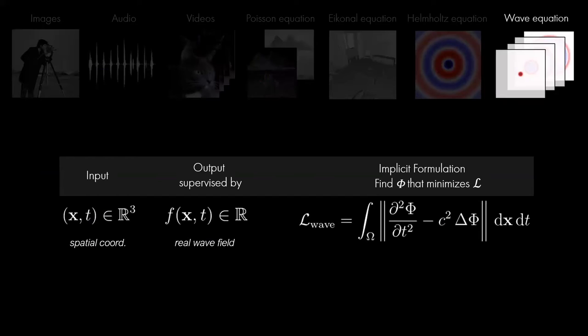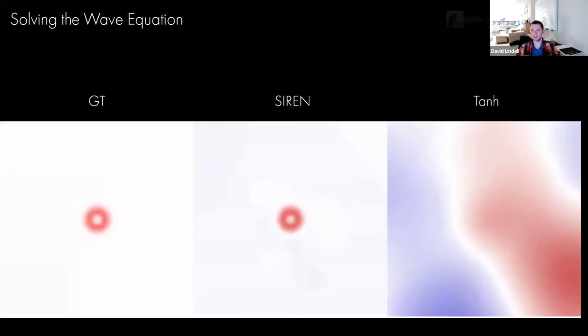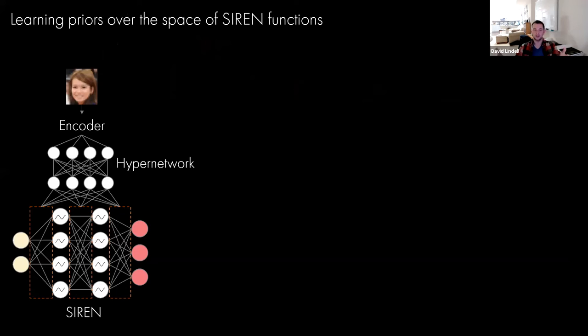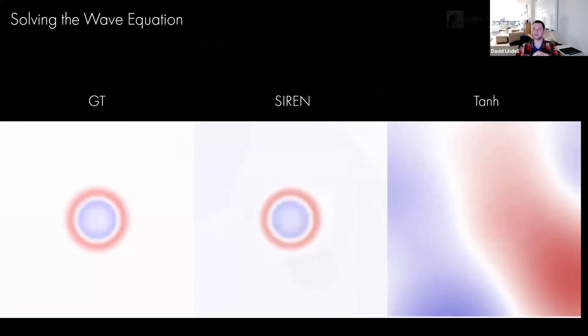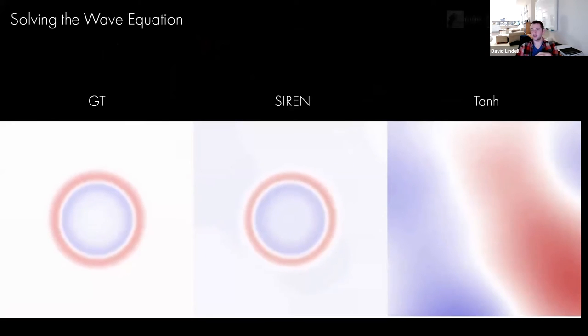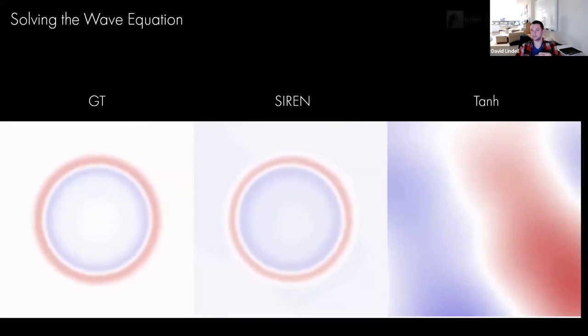And one other application I want to show is the wave equation. So now we're just adding the time dimension here. And so we have a 2D spatial coordinate as well as the time dimension. And again, we're supervising the network by minimizing the residual of this partial differential equation. And again, we see the same trend. So you can solve the wave equation using SIREN. And if we compare to a conventional architecture like hyperbolic tangent, we see that we can converge to the solution with SIREN, whereas it's not something that a conventional architecture can be used to do.